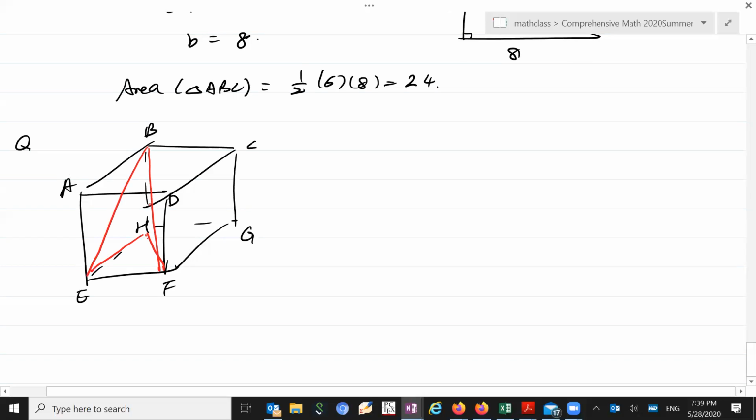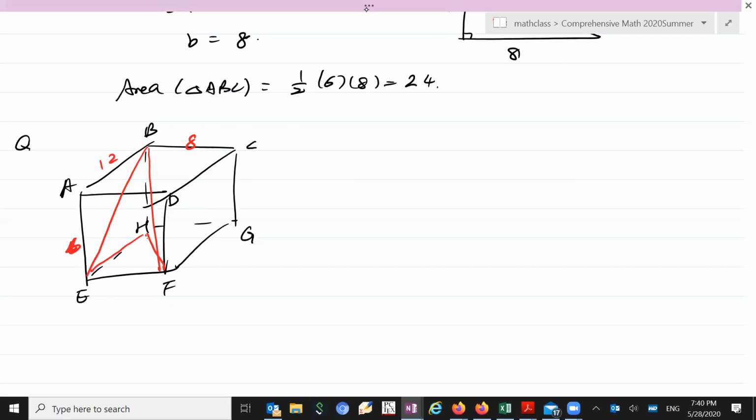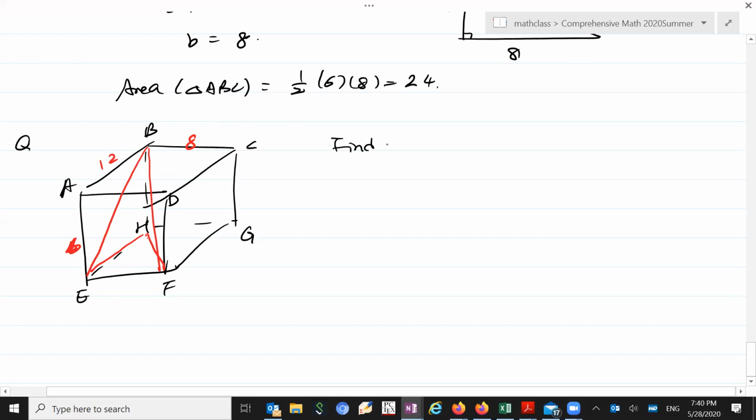Okay, so find the. I know this rectangle. Okay, so I can say this side is 12, and this side is, I can say this side is 8, and the other side is 6. Okay, so not exactly the same problem, you get ideas. All right, so find the volume of this one, B, E, F, H.